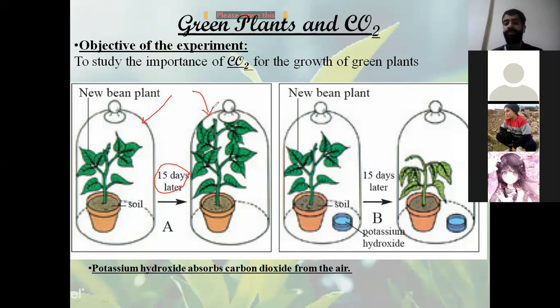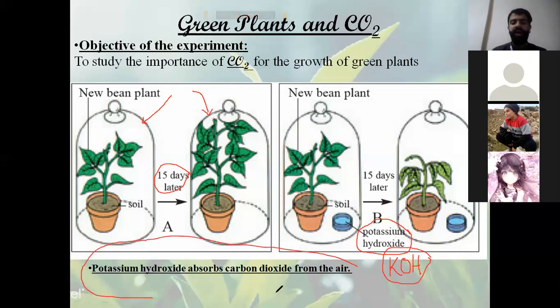However, in plant B we have all the normal conditions, but in addition to this, we have potassium hydroxide. Potassium hydroxide, in chemistry, has the symbol K capital, O capital, H capital. So potassium hydroxide has this symbol KOH. You have to study its function. Potassium hydroxide, KOH, absorbs the carbon dioxide from the air.